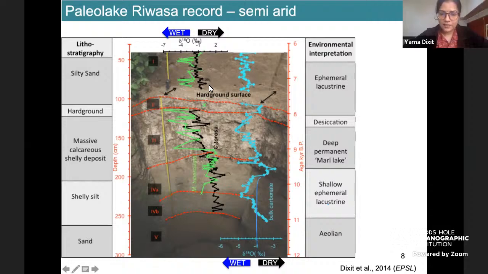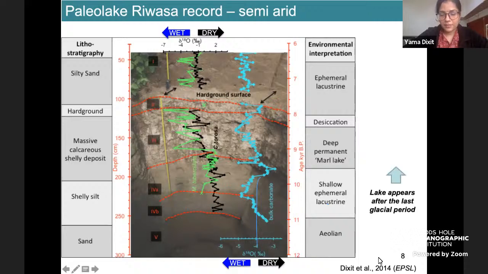Now, after that, we again see lake sediments coming back, but not as marl or massive calcareous deposits, but something like before, between 10.5 and 9.4. And they have shells. Since the top 50 centimeters was cultivated and disturbed, we could not go beyond that. But what we see here is a record from 6.5 going up to when the last glacial period ended, about 11 kilo years.